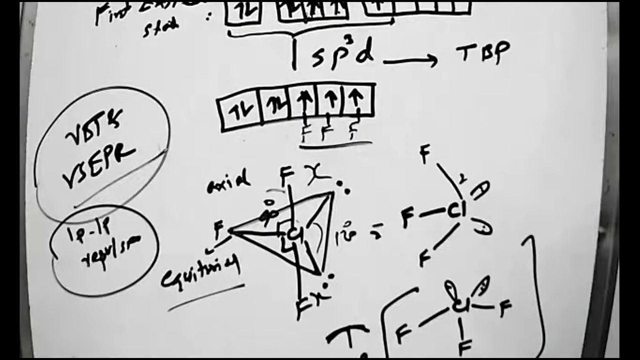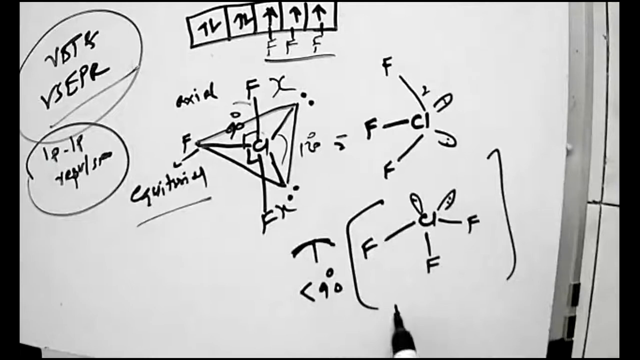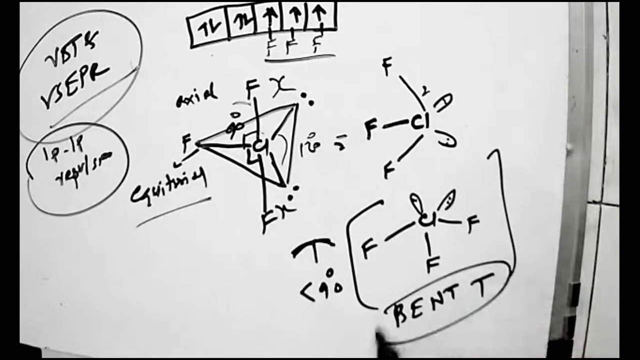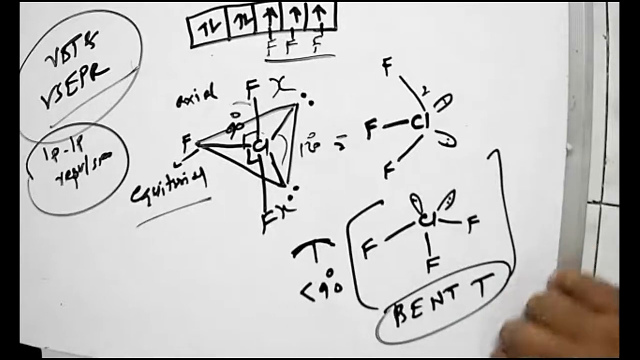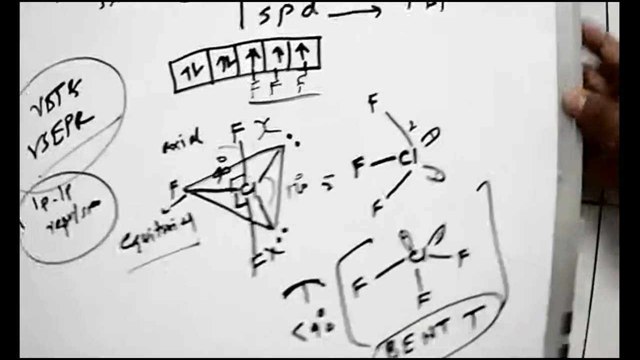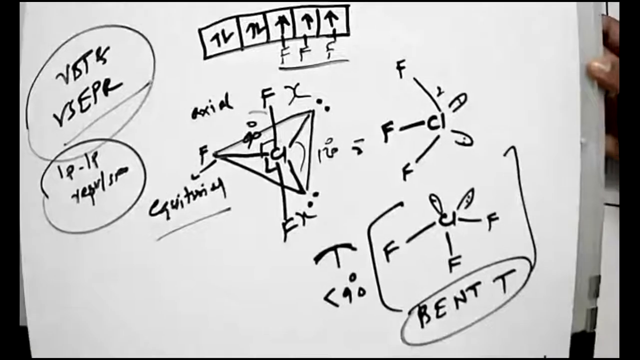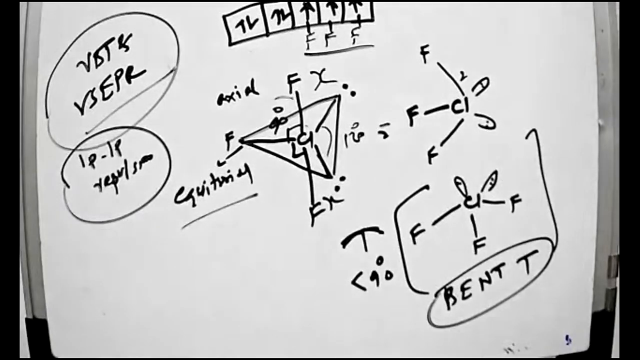This is called the bent T shape structure of ClF3. Okay, fine. So I hope you got it. All right, so this is the idea of the formation of ClF3.